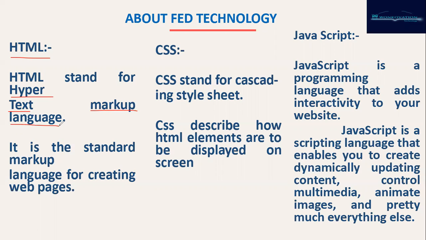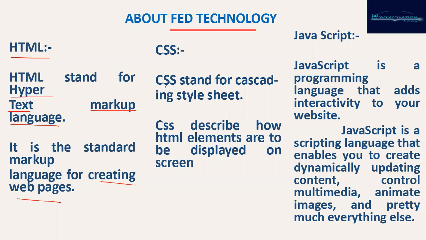Then language, it is a simple language, which all know what is a language. It is a set of characters, known as having a grammar rule. It is known as language. HTML is a standard markup language for creating a web page.